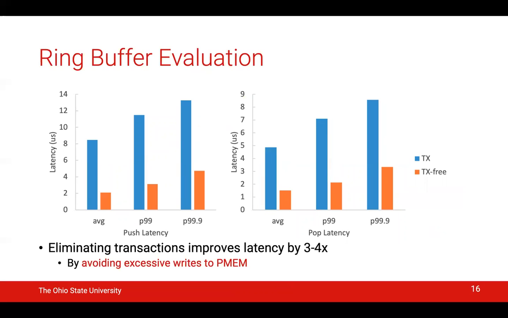This slide presents the results for the ring buffer. The 2 figures here compare the push and pop latency for the implementation that uses transactions with our proposed transaction-free design. We can observe that eliminating transactions improves latency by 3 to 4 times, mostly by avoiding excessive writes to PMEM.